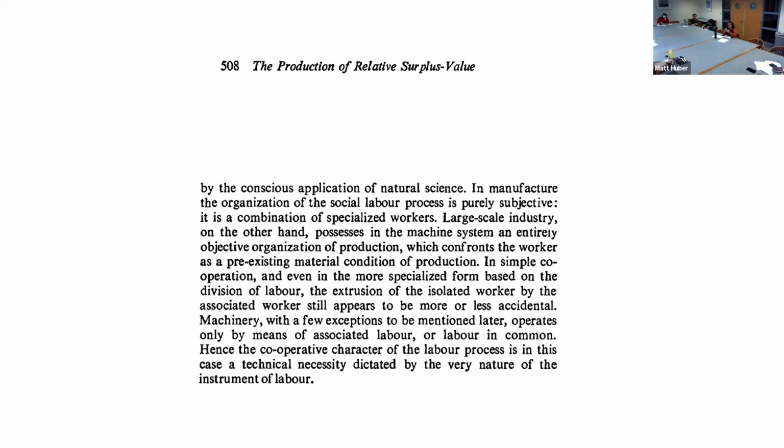So again, throughout this chapter, he's really trying to contrast how different machine production is with the system he called, in previous chapter 14, manufacture, right? Which is based on the division of labor, where human organs are the main productive force, right? In manufacture, the organization of the social labor process is purely subjective, and by that he means it's driven by human subjectivity and people. It is a combination of specialized workers.